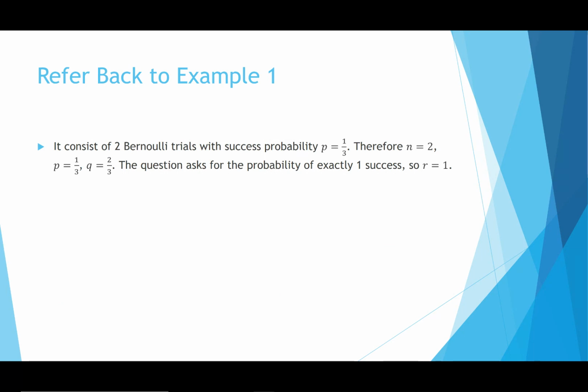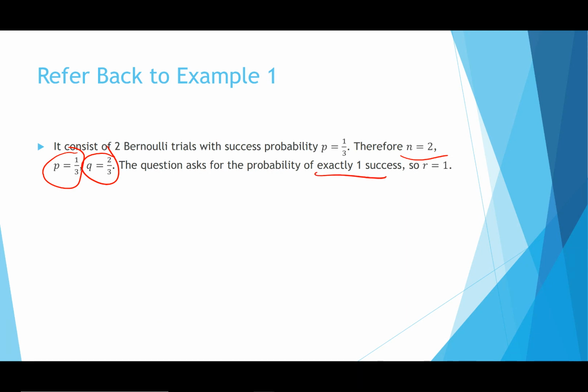So let's try to use it back in example 1. So remember example 1? Example 1 had probability of success... we had 2 trials, right? If you go back and look at example 1, we had 2 trials. Probability of success was 1/3. Probability of failure was 2/3. So P is going to be 1/3 because P is for success, Q is for failure. And we're asked to find the probability of exactly 1 success.